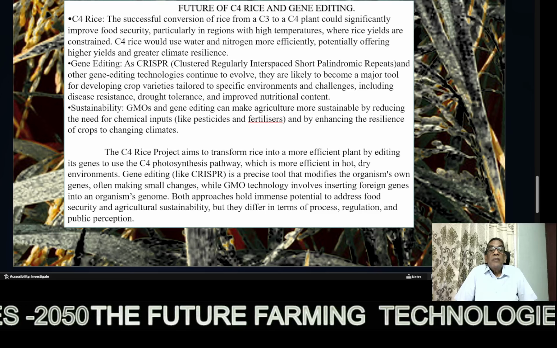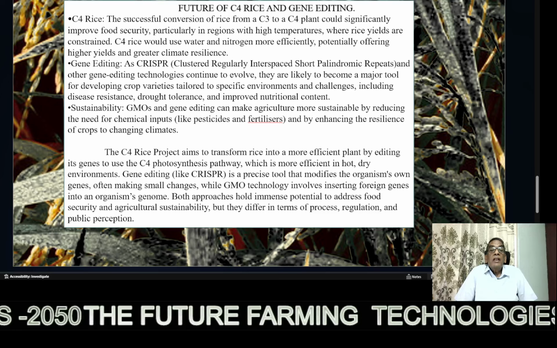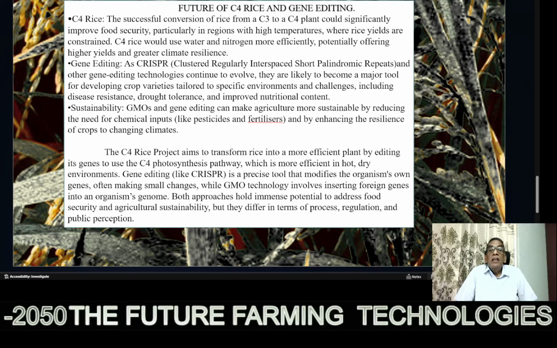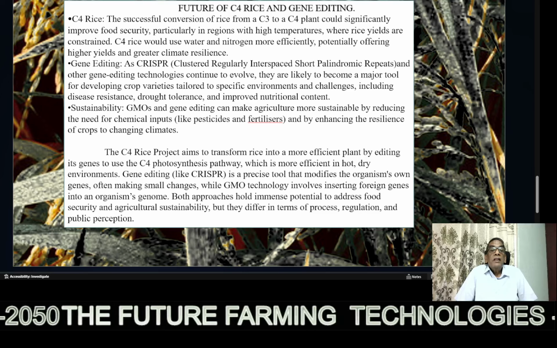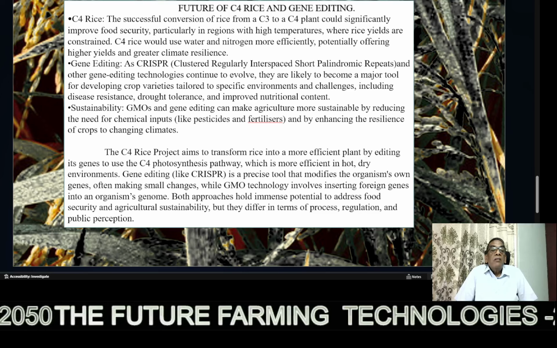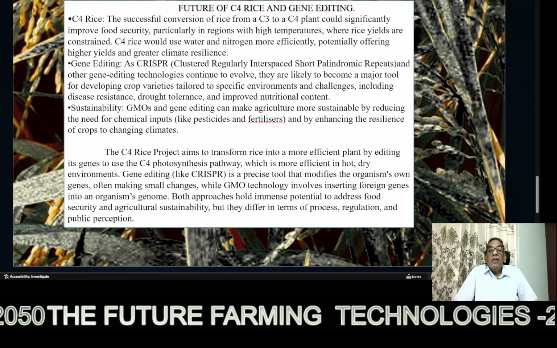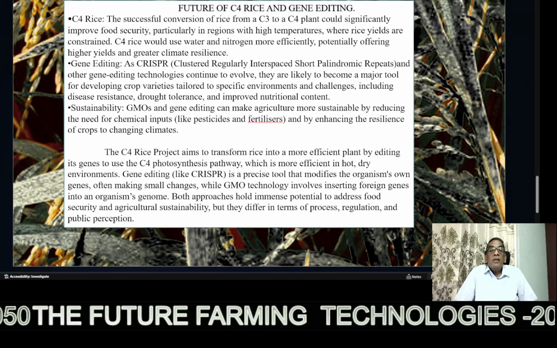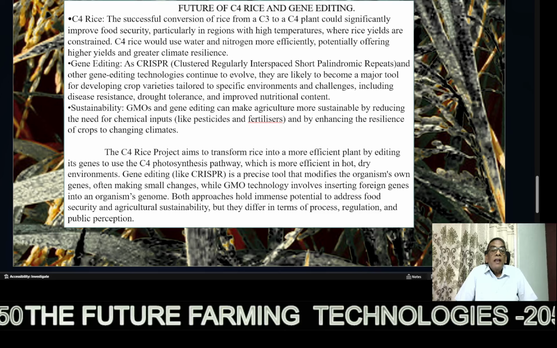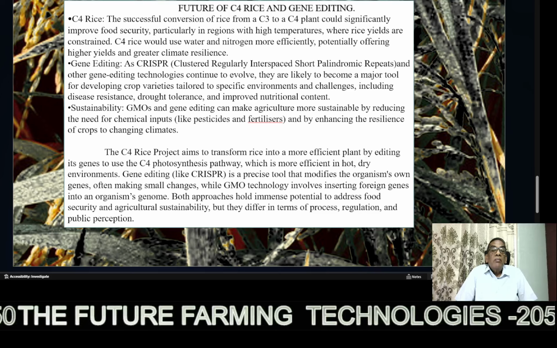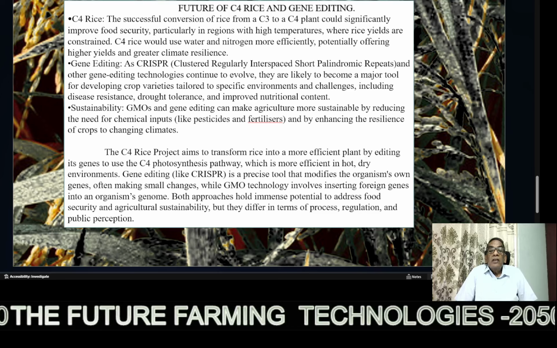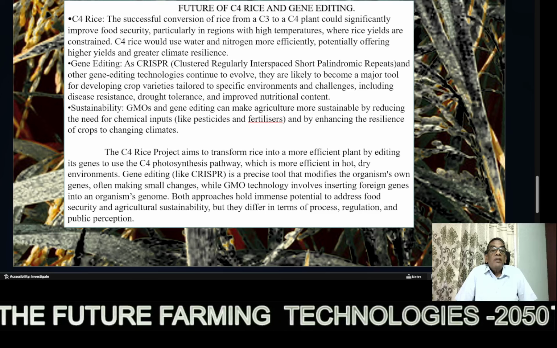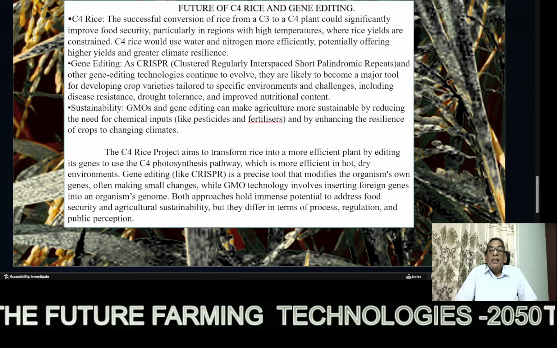Sustainability. GMOs and gene editing can make agriculture more sustainable by reducing the need for chemical inputs like pesticides and fertilizers, and by enhancing the resilience of crops to changing climates. The C4 rice project aims to transform rice into a more efficient plant by editing its genes to use the C4 photosynthesis pathway, which is more efficient in hot and dry environments.